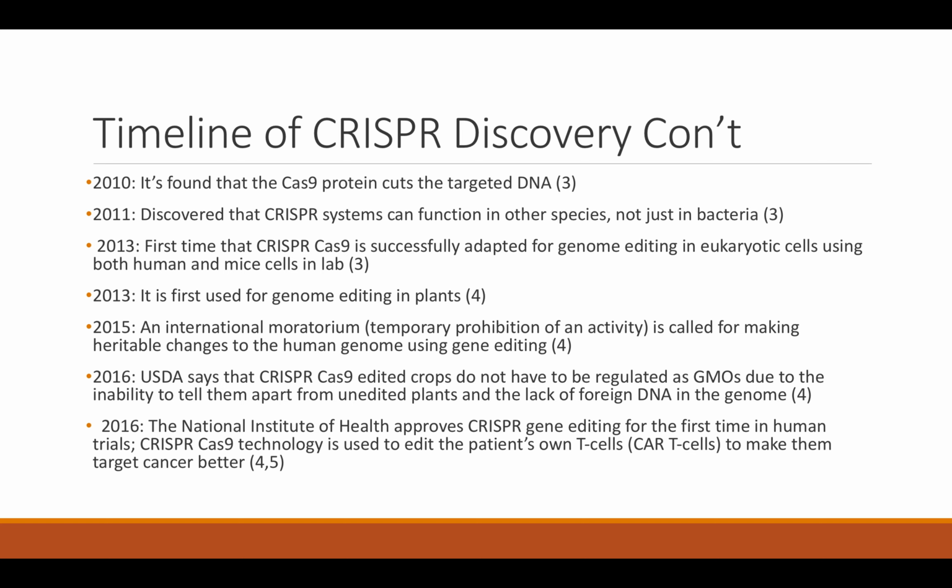In 2011, it's discovered that the CRISPR systems can function in other species, not just bacteria. So we now know that we can use CRISPR in plants, in animals, in humans, even. We're not just limited to using it in bacteria. In 2013, there was the first time that CRISPR-Cas9 is successfully adapted for gene editing in eukaryotic cells, and this was done with both human and mice cells in the lab. In 2013, it was also discovered that it can be used for genome editing in plants.